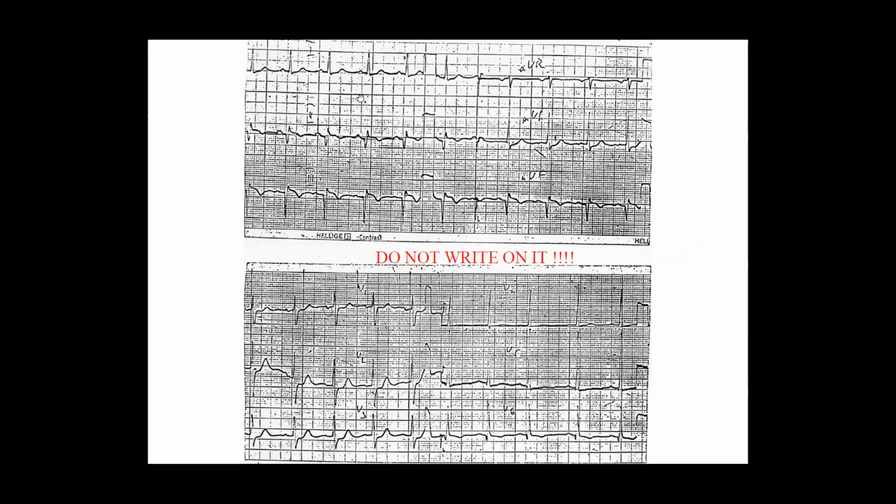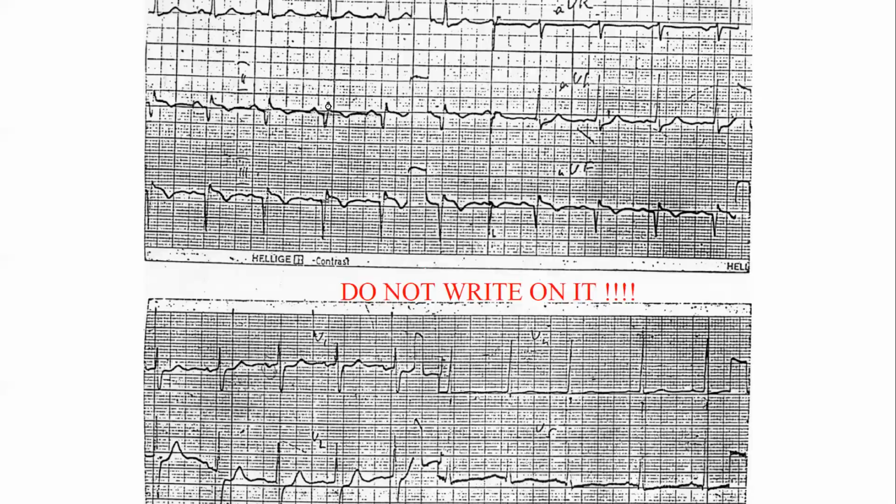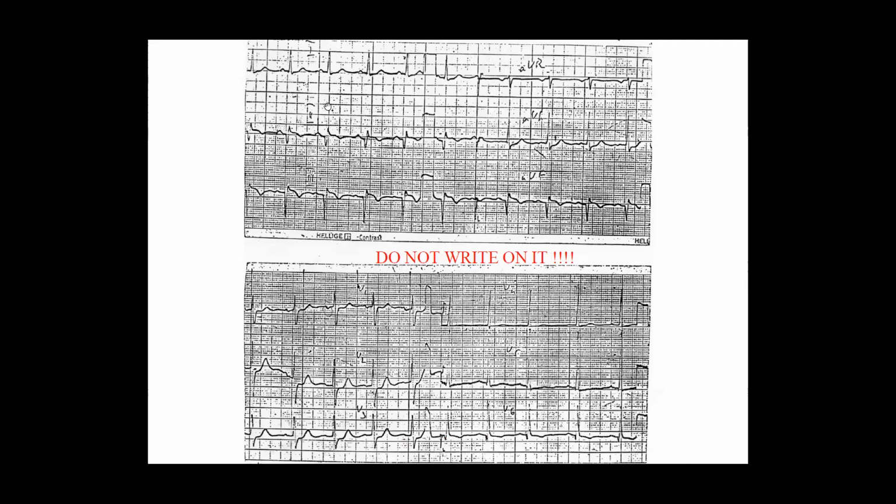What about the axis? Lead 1 is positive, aVF is negative, lead number 2 is negative. So the axis is extreme left deviation, exactly, less than minus 30. Good. Next one.